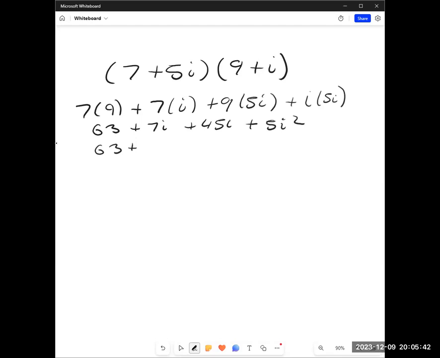63 plus 52i minus 5, so it's 58 plus 52i. 63 minus 5 is 58.